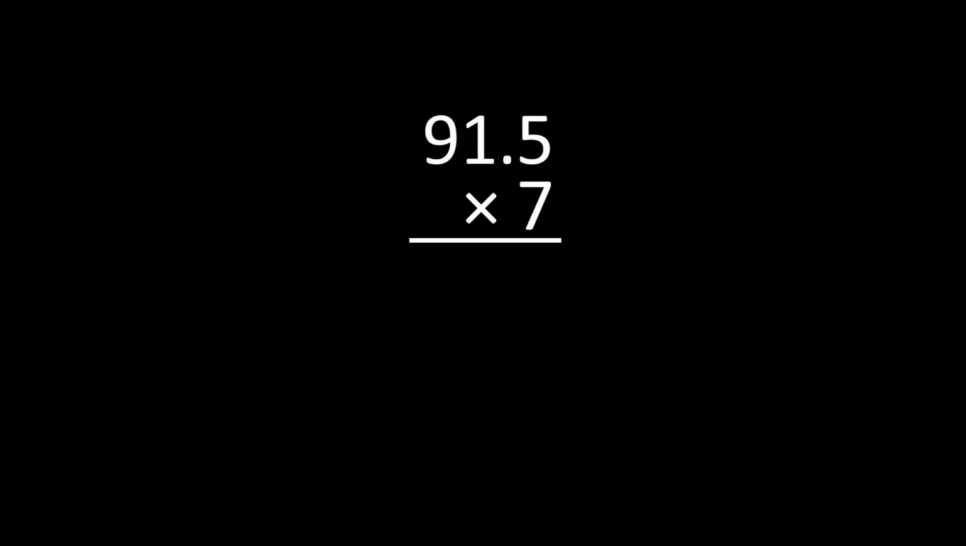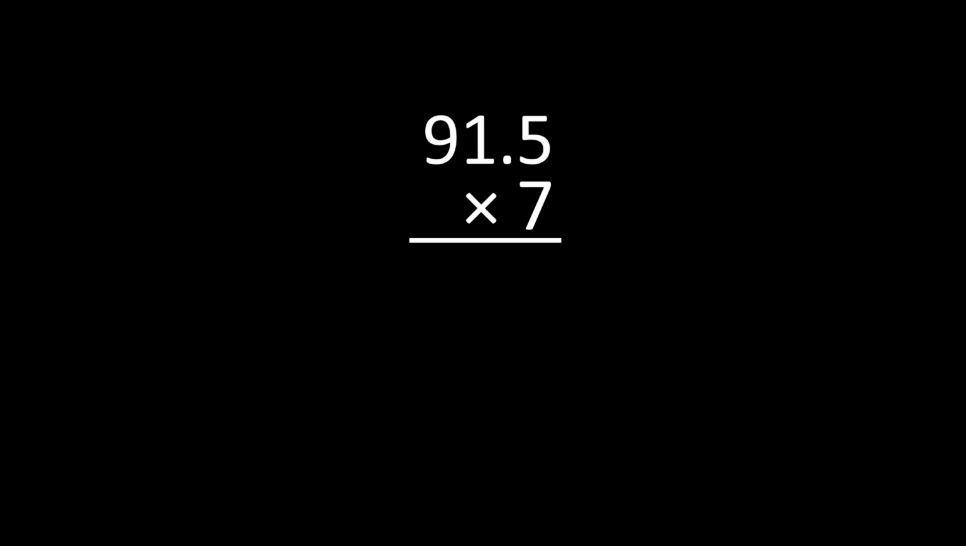In this video, we're going to learn about multiplying with decimals. Let's get to our examples. Let's start by multiplying a number with a decimal times a single-digit whole number. So our example is 91 and 5/10 times 7.